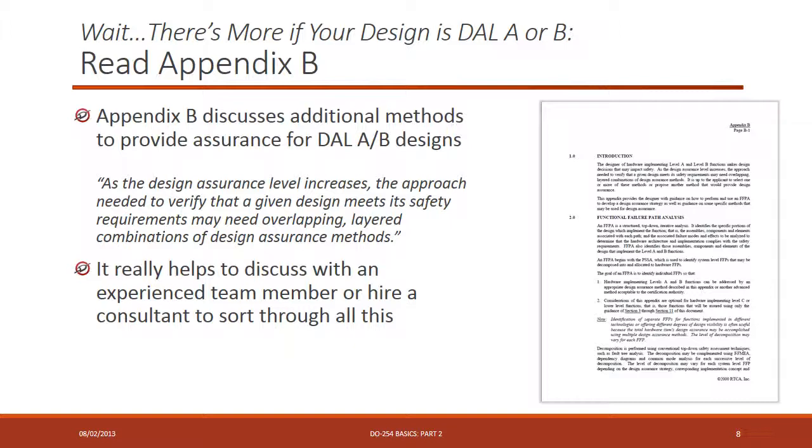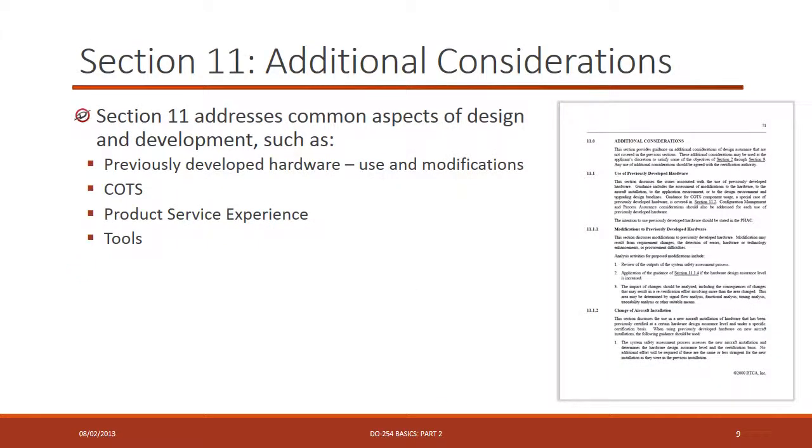And finally, Section 11 is kind of the miscellaneous section, additional considerations. It addresses common aspects of your design and the development environment, things that you need to deal with, such as what if you already have a design, it's previously developed hardware, it didn't comply with DO-254 and now you want to use it on a new program. What do you do? Or maybe it did comply with DO-254, but now you're modifying it, or maybe the design assurance level of this new system has changed.